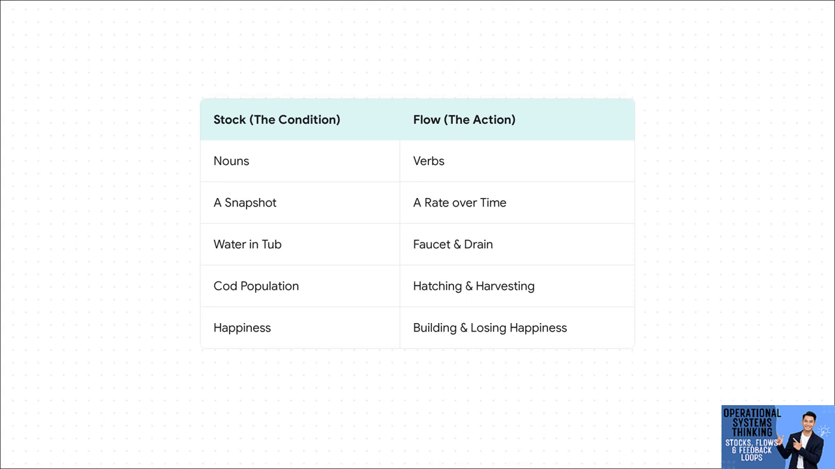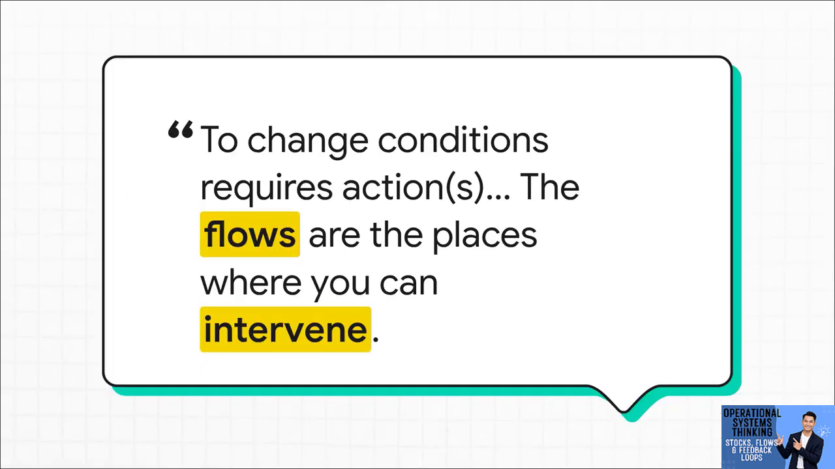This table here just makes that distinction crystal clear. Stocks are the nouns, the water, the cod, your happiness. They're the snapshots. But flows are the verbs, filling and emptying, hatching and harvesting, building and losing. They are the actions that are happening over time. And this leads us to the critical insight. This is the whole ball game right here. You can't change the water level just by looking at it. To change the stock, you must intervene with the flows, turning the faucet, pulling the plug. Those are the levers of change in any system.